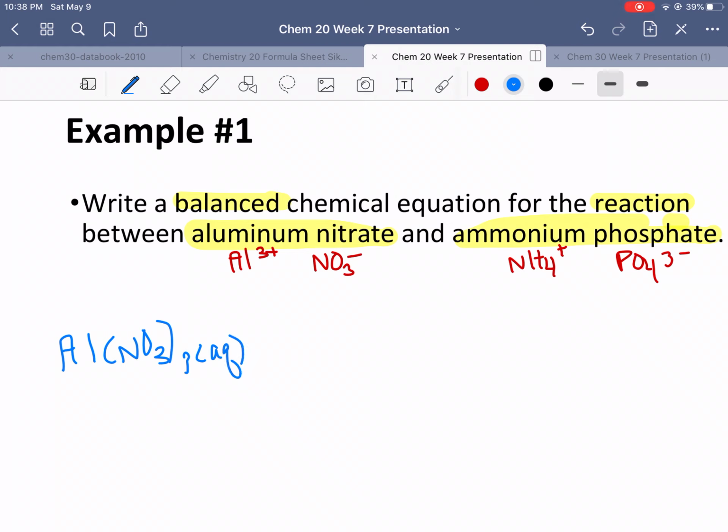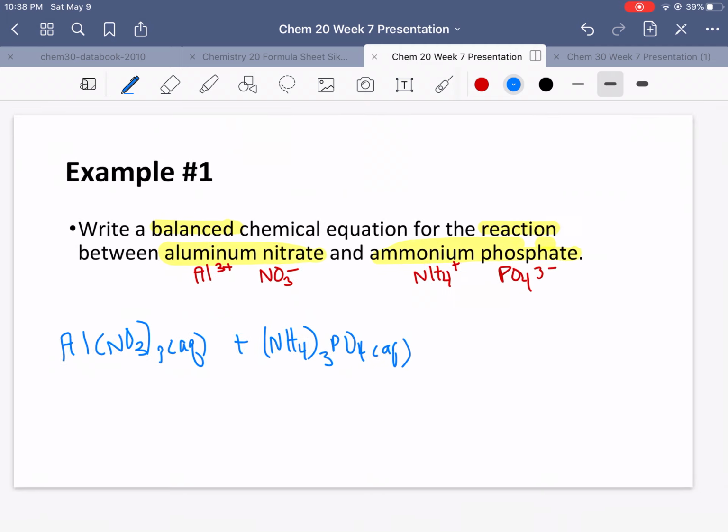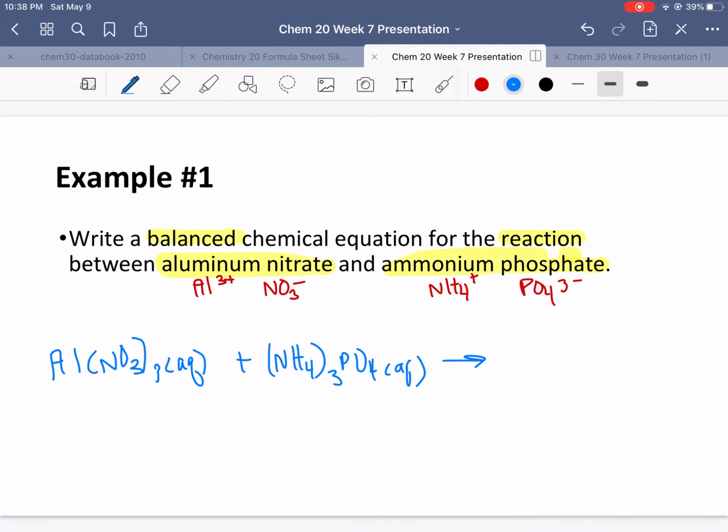The reacting ionic compounds are always aqueous. Remember that. Plus, the next one is going to be NH4 in brackets, there's 3 of them, PO4, always aqueous. There it is. To produce, here's that switching of cations. Aluminum is a cation. Ammonium is a cation. They're going to switch places. Pay attention to what their charges were so that you can correctly predict those products.